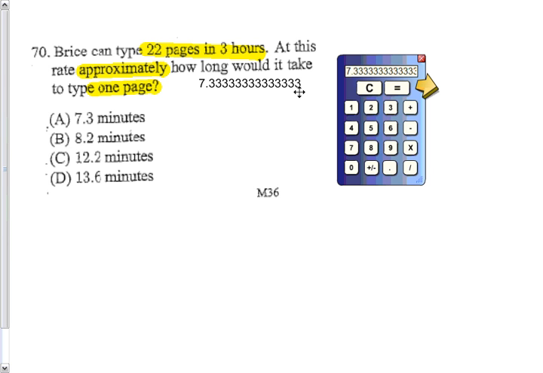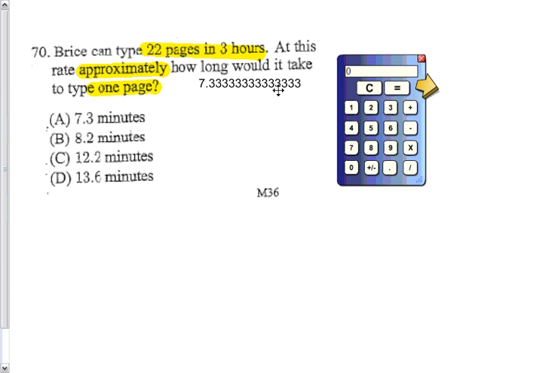Now, most people will get this wrong in that they will choose 7.3 minutes, and that is answer choice A, and they'll think, great, I'm done. All right. The only thing we've calculated there is how many pages we can do in 1 hour, not anything about minutes yet. So if we can do 7.33 pages in an hour, and there's 60 minutes in an hour, then we can break that down to how many minutes it would take us to do one page.